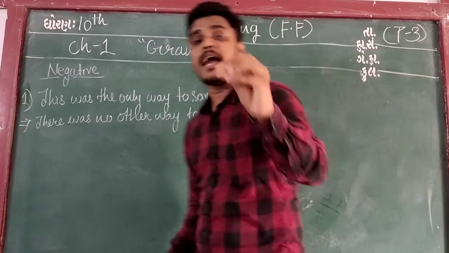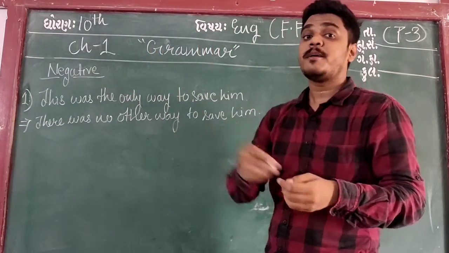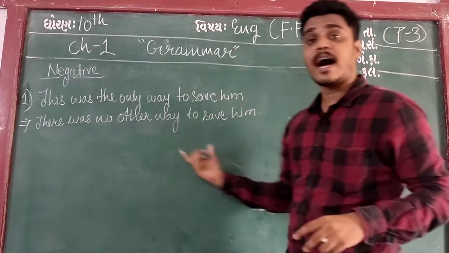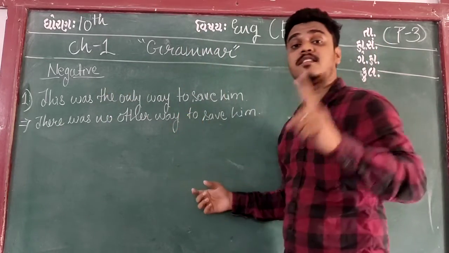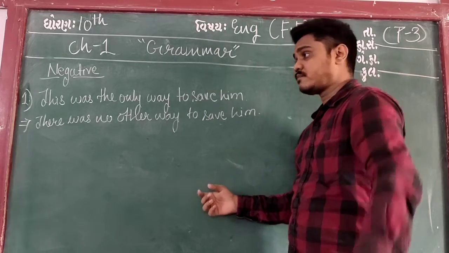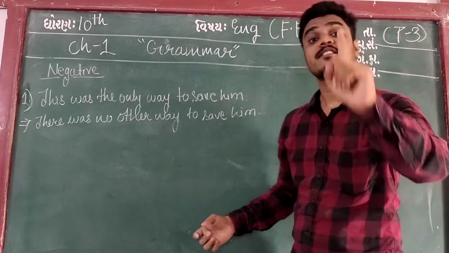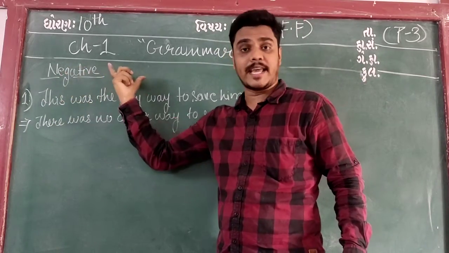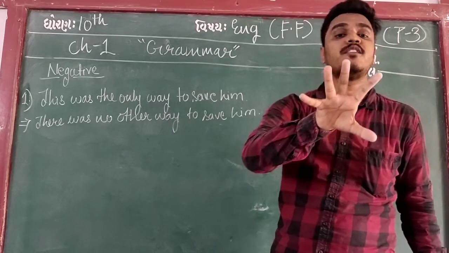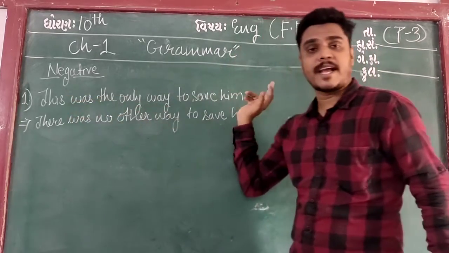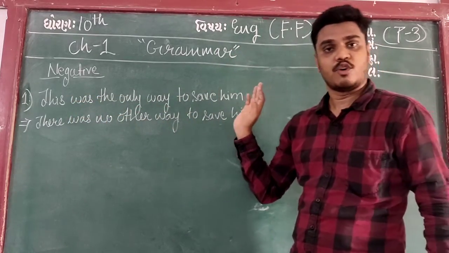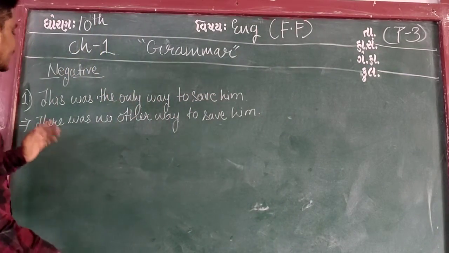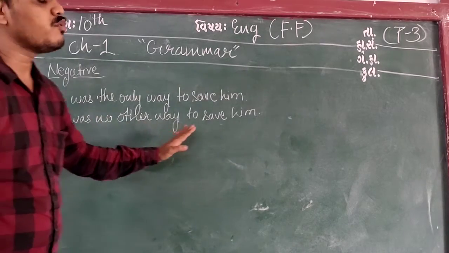They will ask five questions as "do as directed" like this. Mark my words, all the questions that are asked, I'm writing here in the same format. Listen carefully: if the question is "do as directed", it will be asked for five to six marks, one mark of negative, one mark of direct. So here the question is "This was the only way to save him." The answer is "There was no other way to save him."